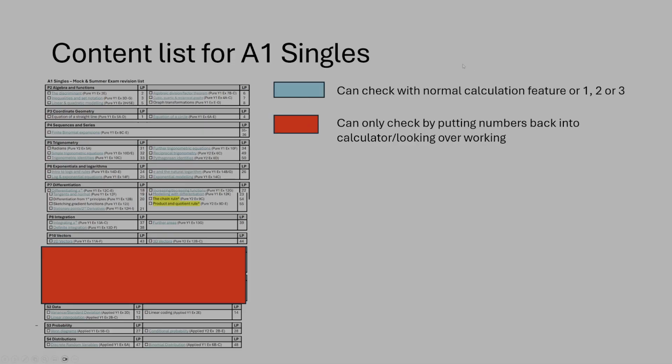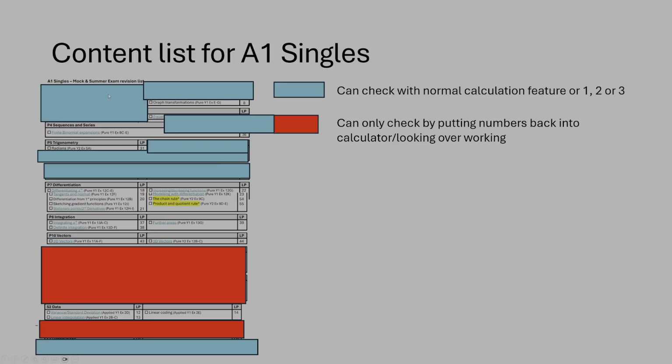Blue is going to be things that you can check with the things I just mentioned, and red is going to be stuff you either can't check, so stuff like vectors and mechanics, which I've just highlighted red here, or stuff that you just check by putting numbers back in your calculator and seeing if they're right. So this is all going to happen. As you can see, a lot of this stuff you can just check with the stuff I've already said.